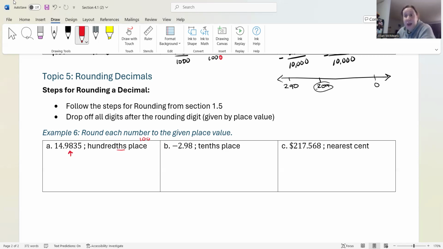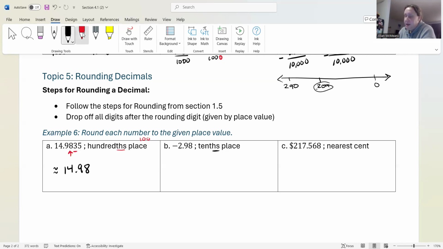So in this case, the 8 is what we call our rounding digit. So that digit is the one that we're either rounding up or down. Now, the digit to the right of that, the 3, tells me if I'm rounding up or down. Since 3 is less than 5, that tells me I'm going to round down. That means I leave the 8 alone, and then everything after that, I just chop it off, and I don't need it anymore. So we would say this is approximately 14.98.